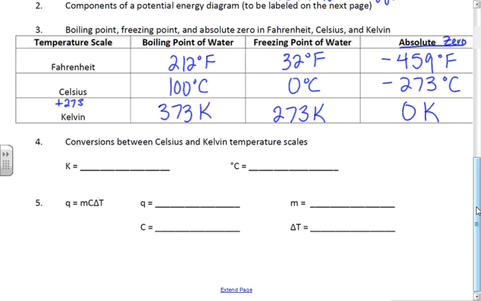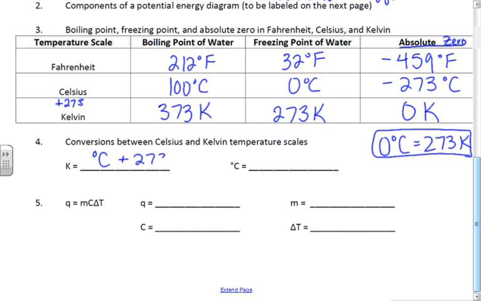If we want to convert between Celsius and Kelvin, you'll need to know that 0 degrees Celsius is equivalent to 273 kelvins. And you'll be given this statement on your test. And so if we want to find the Kelvin temperature, you have to take the temperature in degrees Celsius and add 273. If we want to find degrees Celsius, we're going to have to start with Kelvin and subtract 273.